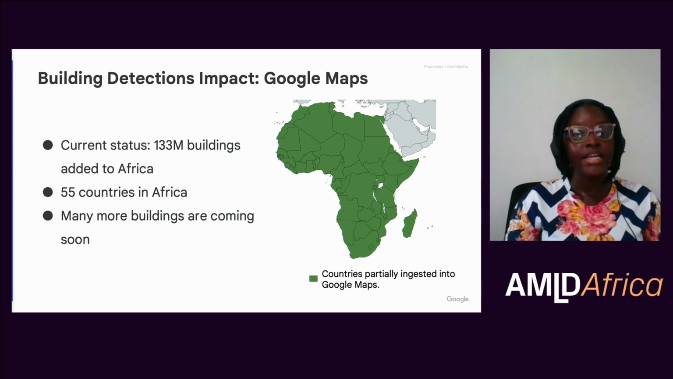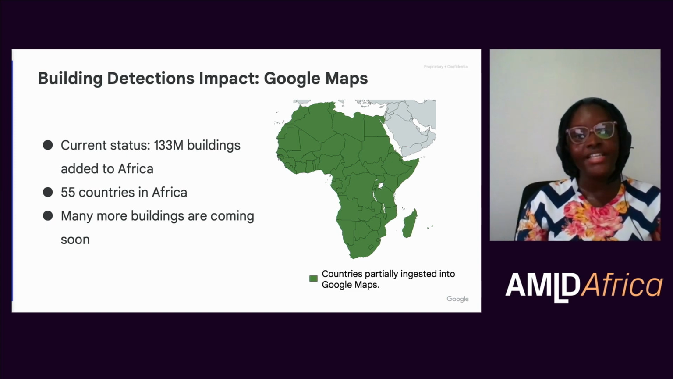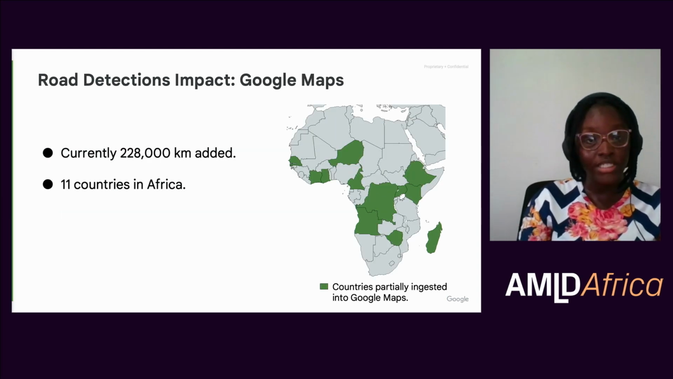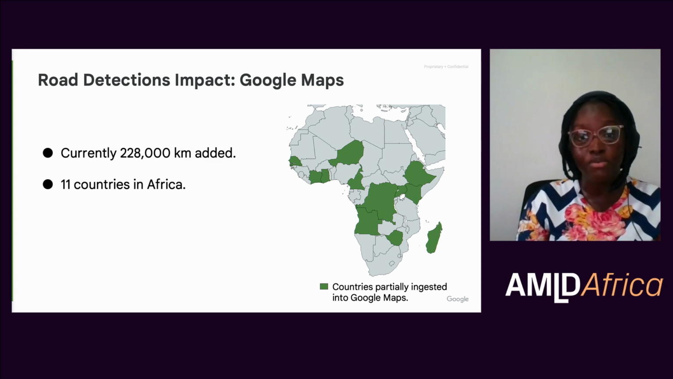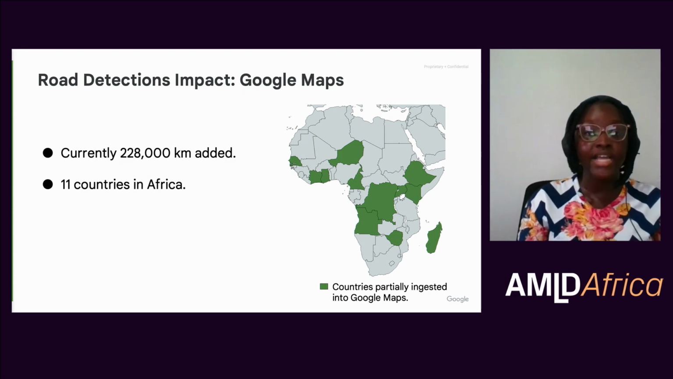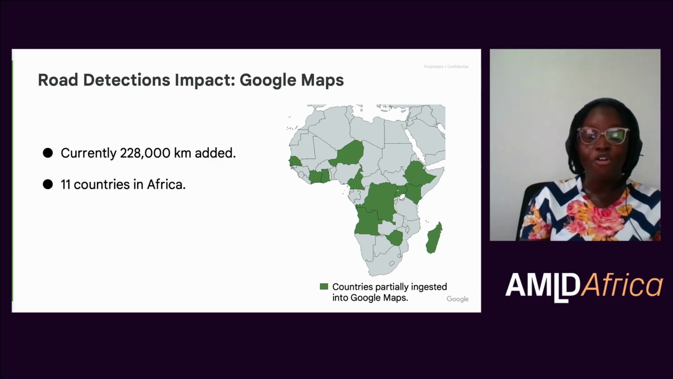So currently, we have ingested over 133 million buildings from Africa into Google Maps, which comprises over 55 countries, and there are more buildings coming. The same with roads. We've detected over 228,000 kilometers of roads. We've added these, with more ingestions coming from 11 countries in Africa, and we are excited by the effect or impact of this on the African community.